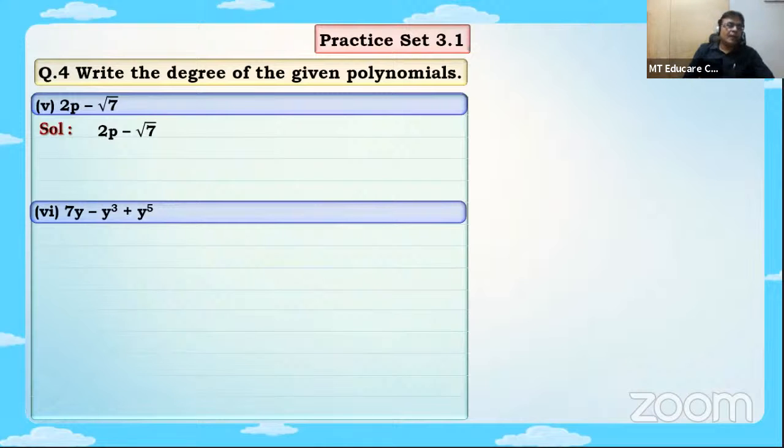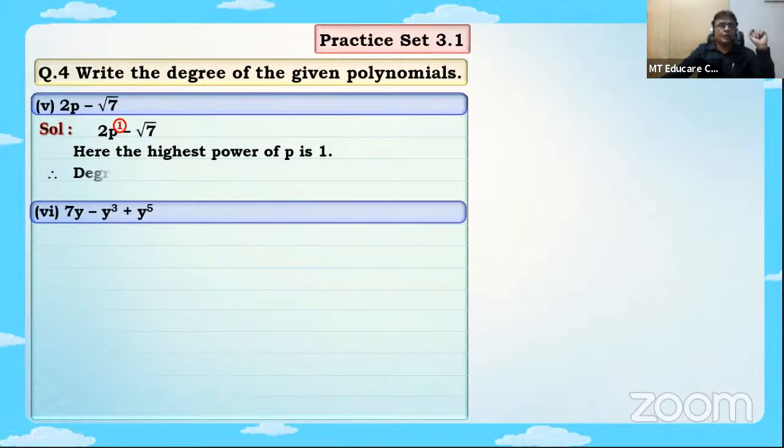Now again here we have two terms. Since there are two terms, we have to write the highest power. Power of the first term 2p is 1 and power of this root 7 is 0. Therefore, the highest power is 1. So the degree is 1. I hope everybody got it right. Those who got it right, pat yourself. Good job. You have done a good job. Chalo, let us go to the second one, students.